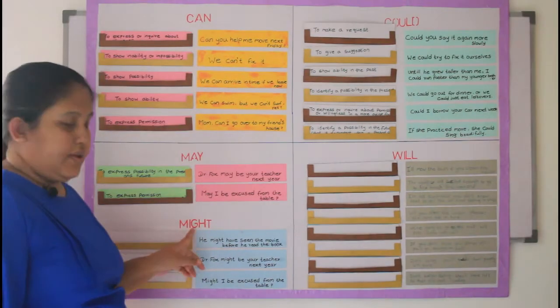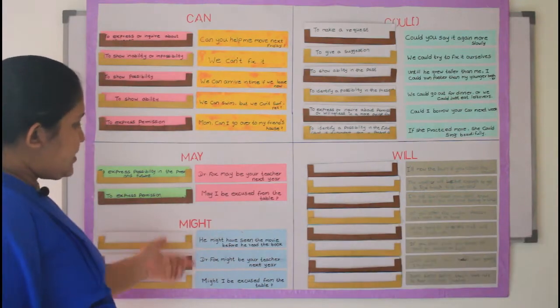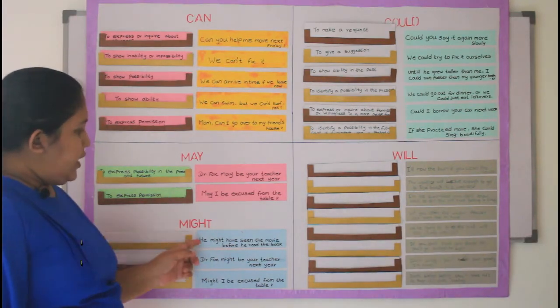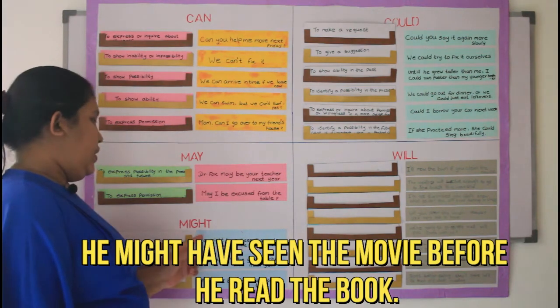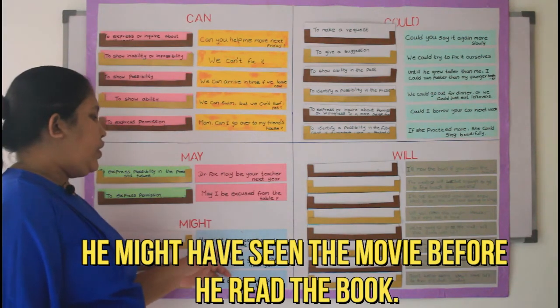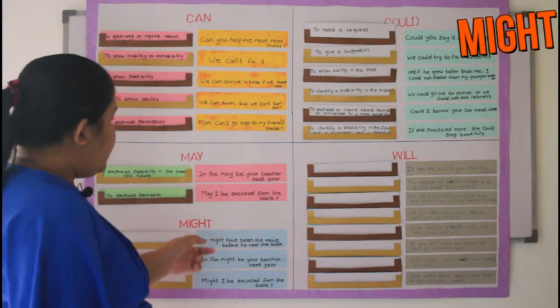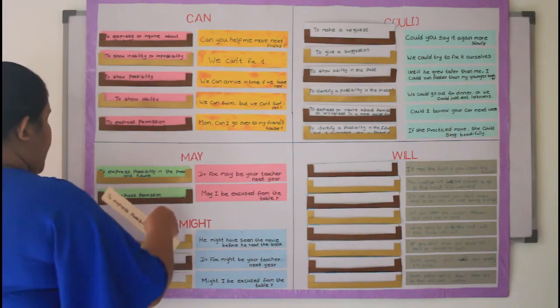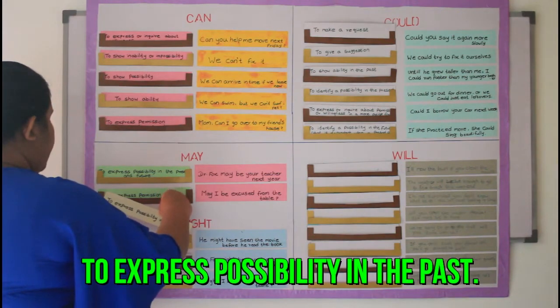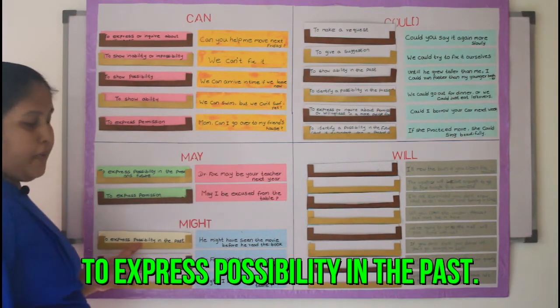Now next modal verb, might. Look at these sentences. First one, he might have seen the movie before he read the book. Here, the modal verb might is used to express possibility in the past.